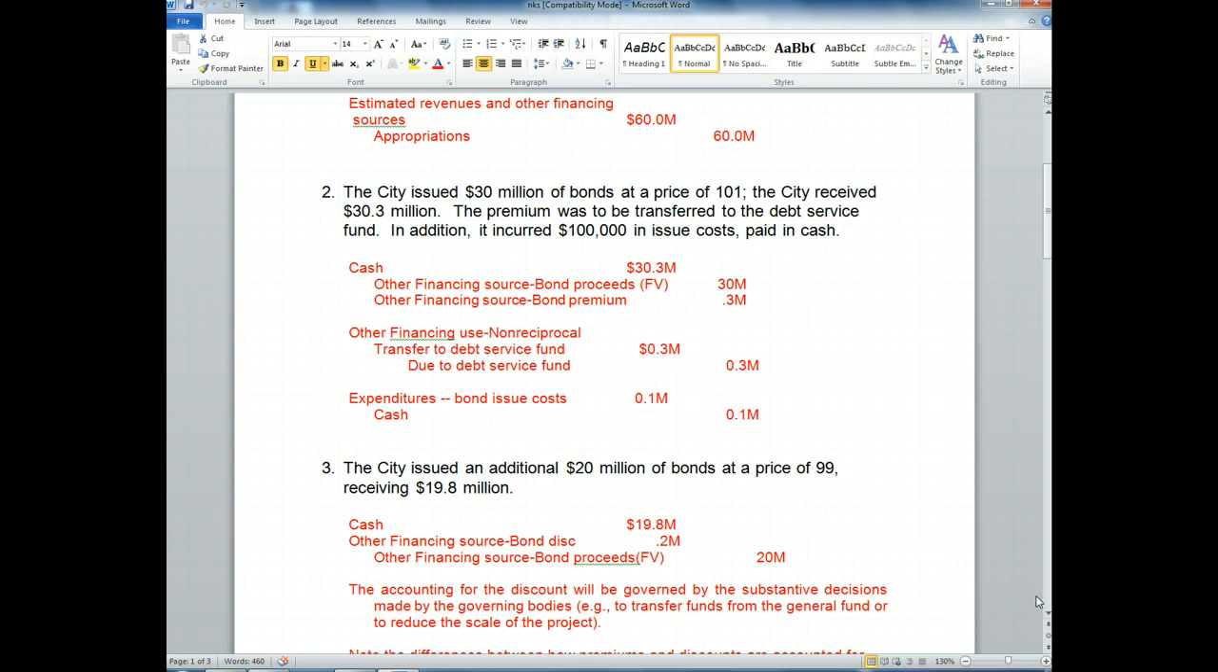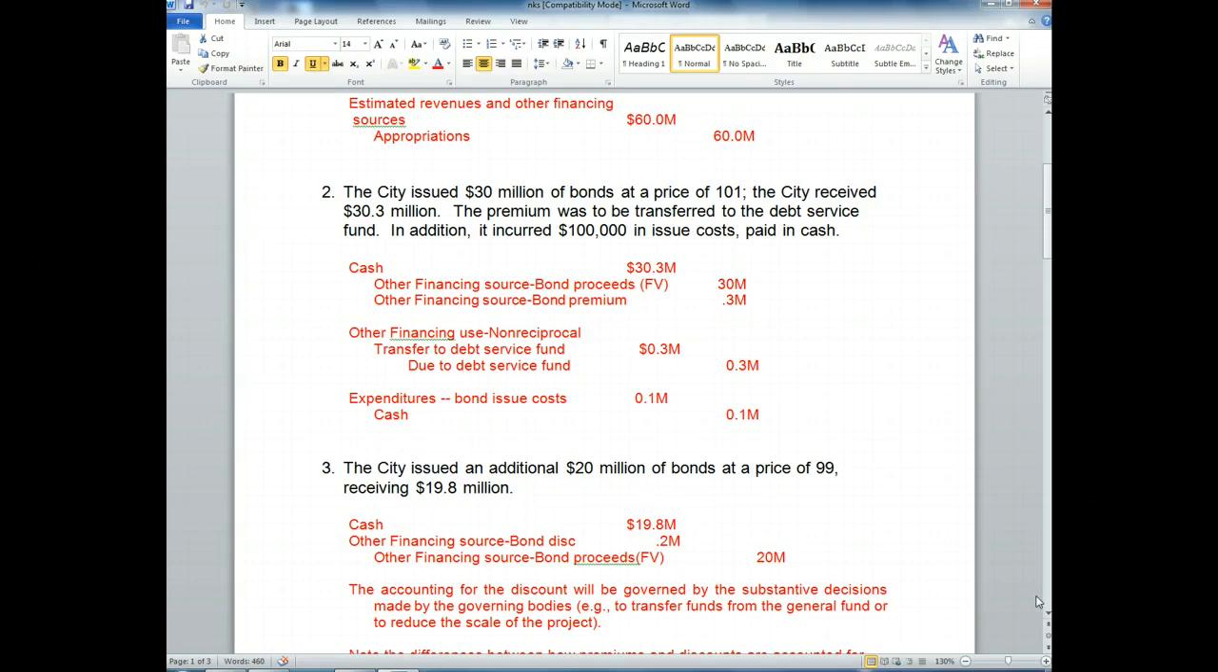Why is it other financing source? Because the money's coming in. And then we're showing other financing sources, bond premium. It's all from bonds, but just like in for-profit, we like to keep it separate from what the face value is versus what the premium amount is. Because with this capital project fund, we don't want to spend the premium portion. The bonds were created so we are estimating what the project's going to cost based on the face value.